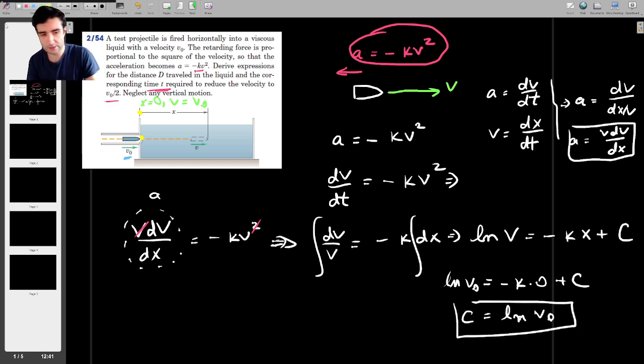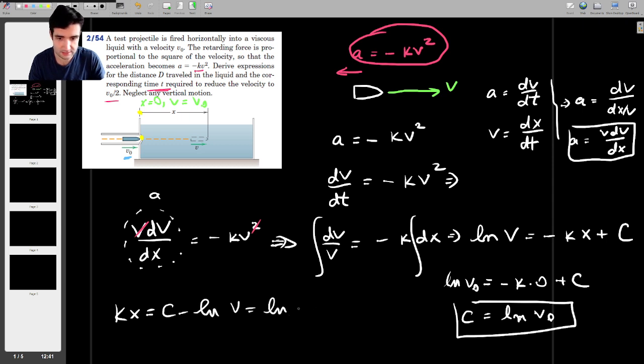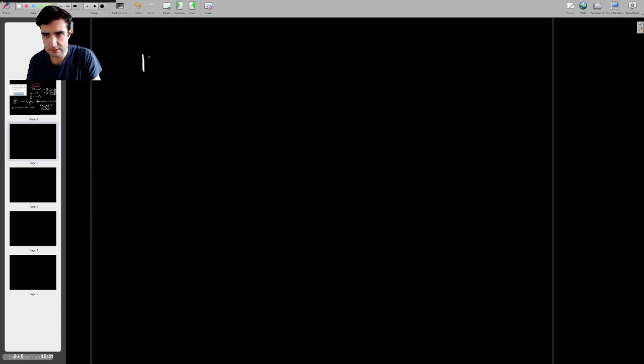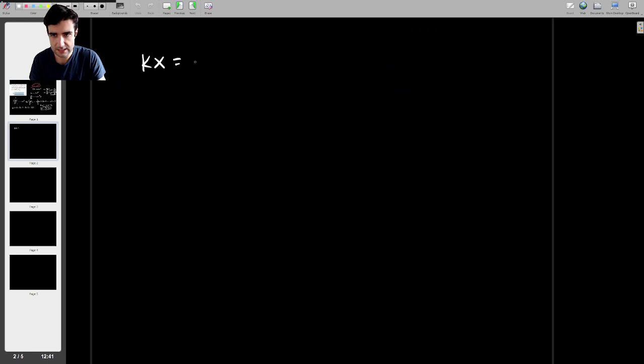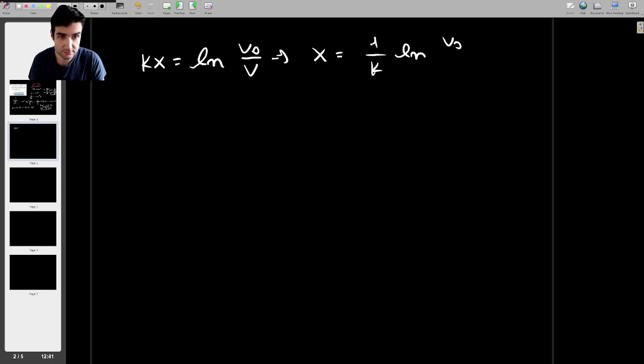Right? And then we can rearrange this a bit to find x. So kx is going to be equal to c minus ln of v, which, we found c as ln of v naught, minus ln of v. And then we can use the log rules to figure out that this is just ln of the ratio, so v naught over v, right? So the distance is 1 over k ln v0 over v.